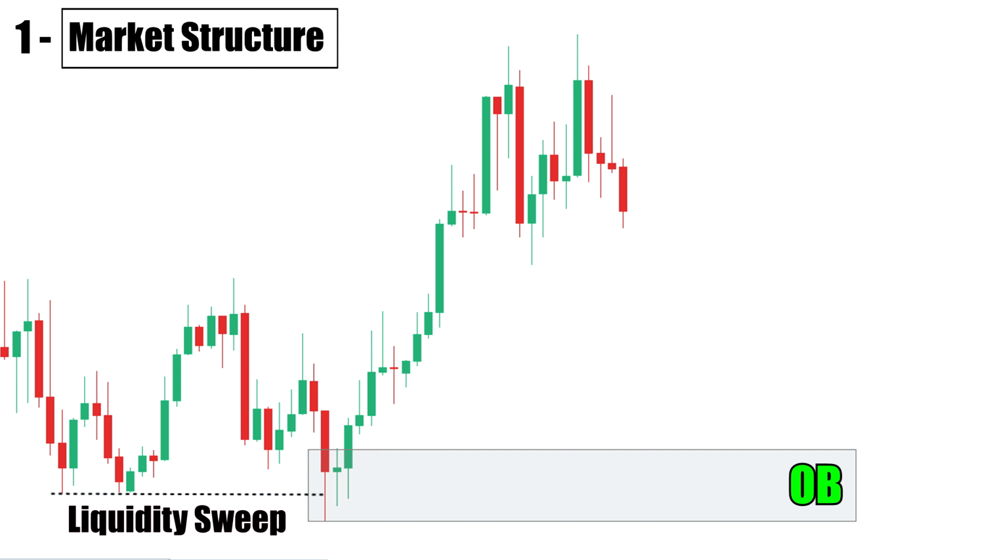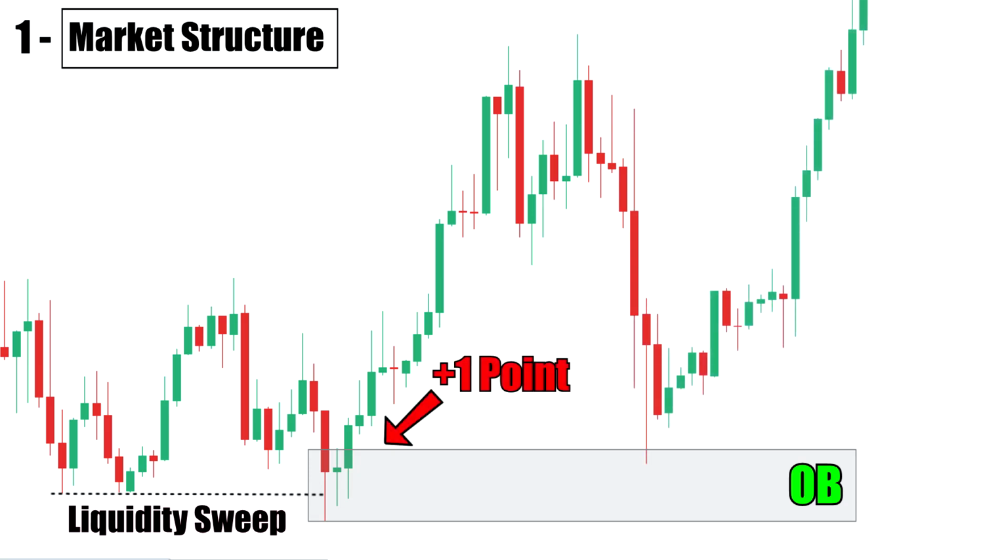So when we see that the order block forms right after a sweep of equal highs or lows, we add +1 point to its quality score. It's more likely to hold.